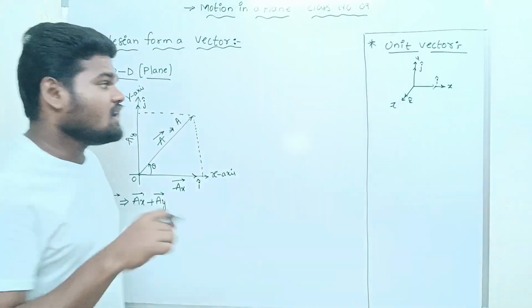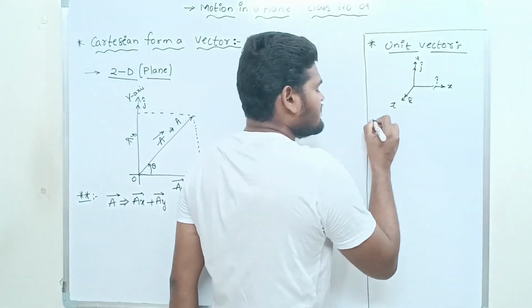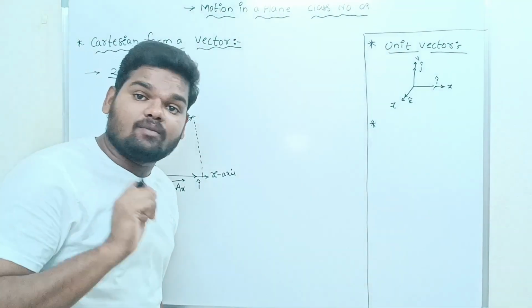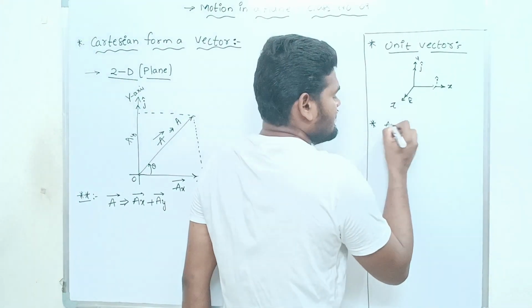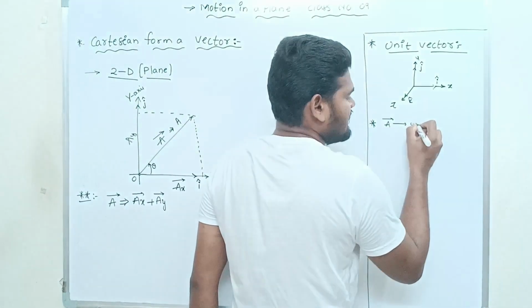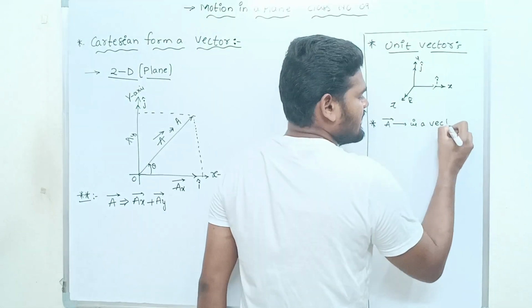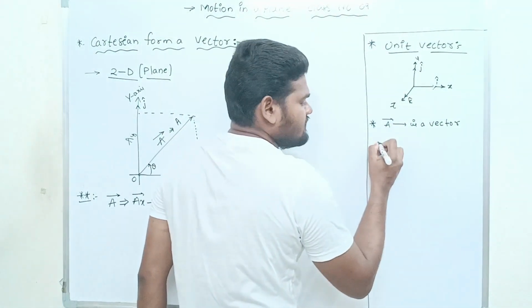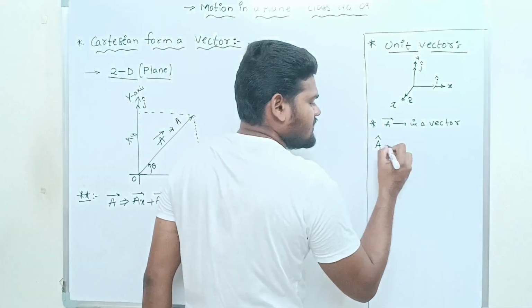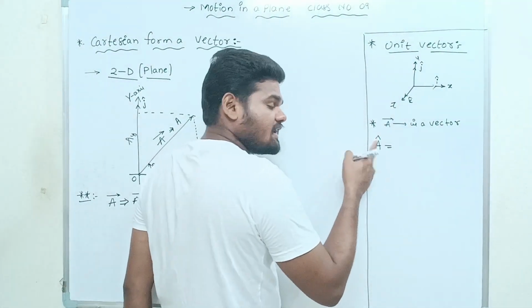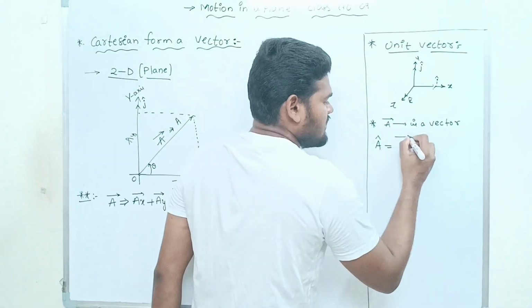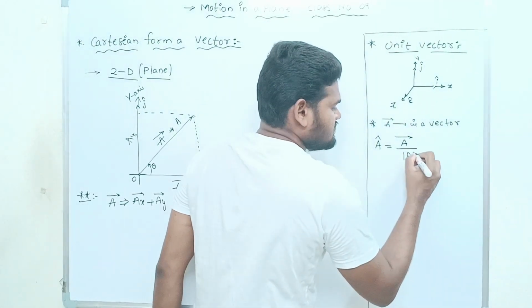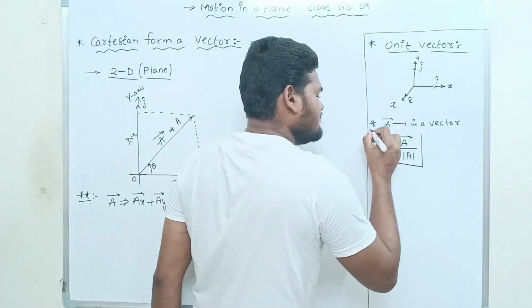We know the formula of unit vector. What is the formula of unit vector? Let us consider capital A bar is a vector, and if you want to find the unit vector of this vector, what is the formula? A cap, where cap is the symbol for unit vector. A cap is equal to A bar by the magnitude of A. Already we have discussed it enough.